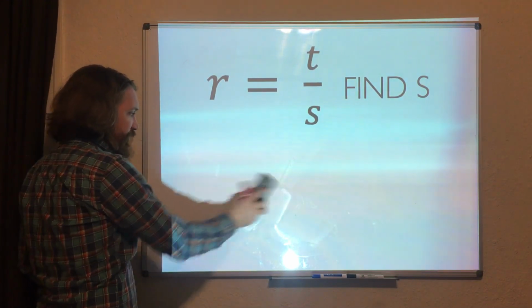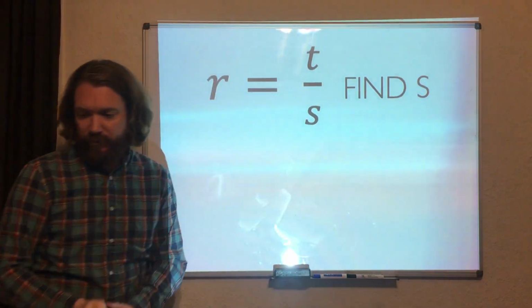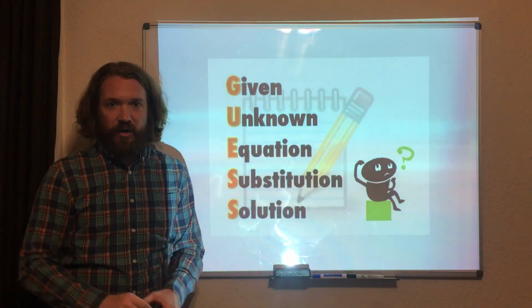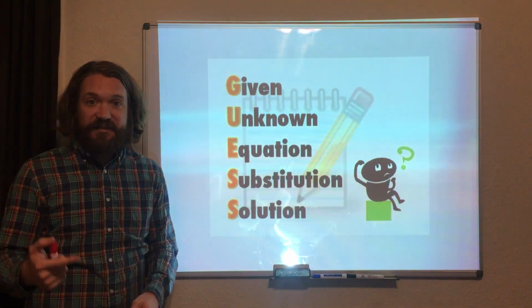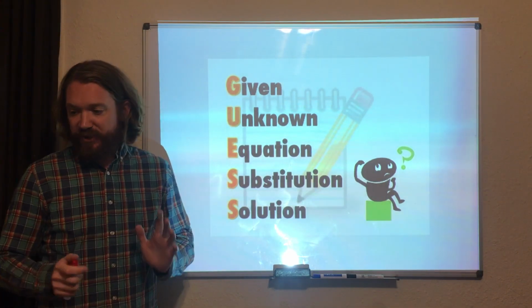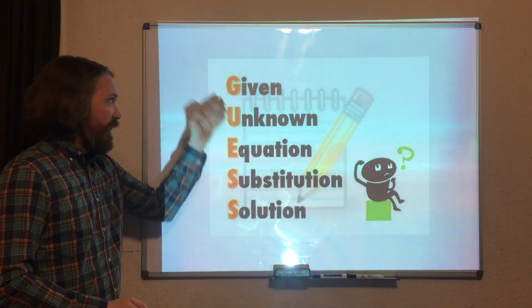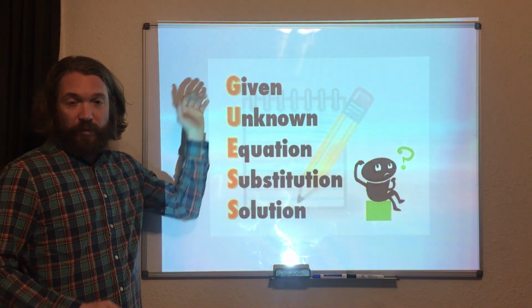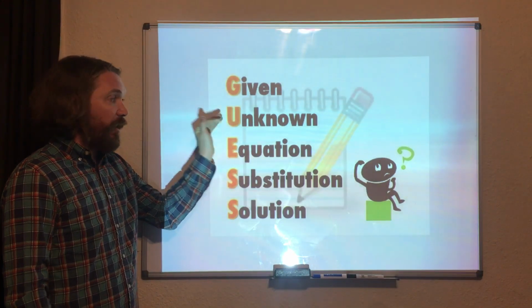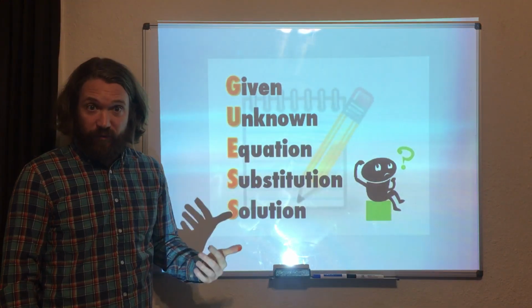Okay, let's look at some real examples of how to solve a word problem. Every word problem that we solve, we are going to use what is called the GUESS method. Hopefully you've heard of it before. If you haven't, it's pretty straightforward. What we do is we find our givens, which is what the problem gives us, what they tell us. We write down our unknowns, which is what we're looking for.